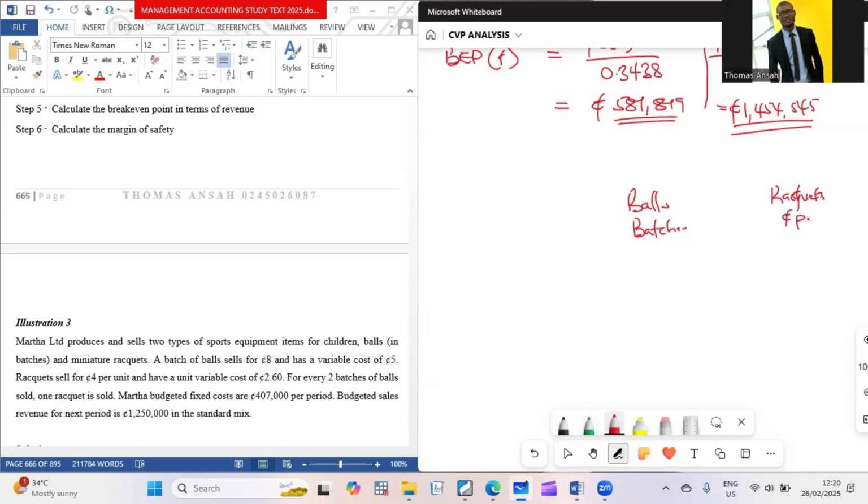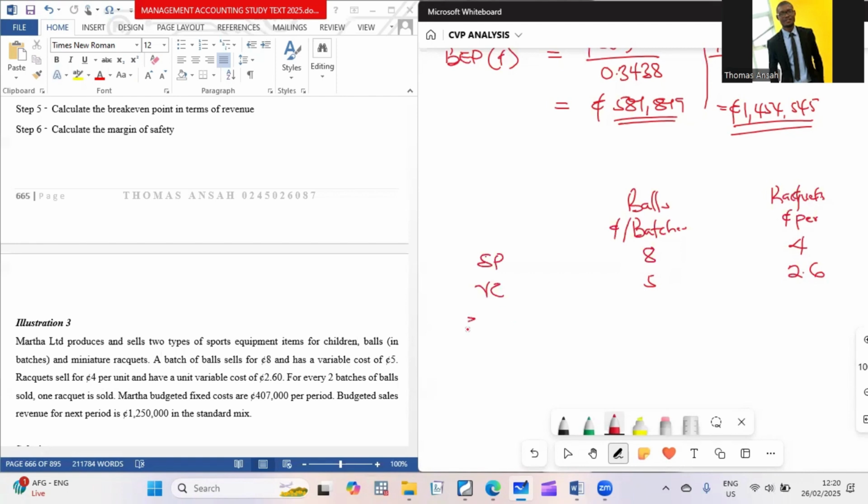So we have per unit, the amount per unit. So this is amount per batch. And we are told that for the balls, the selling price per batch is 8 cedis. Then the variable cost also per batch is 5. Then we are also told that for the ratchet, it sells for 4, and the variable cost is 2.6. All right. So that is the information that we have.